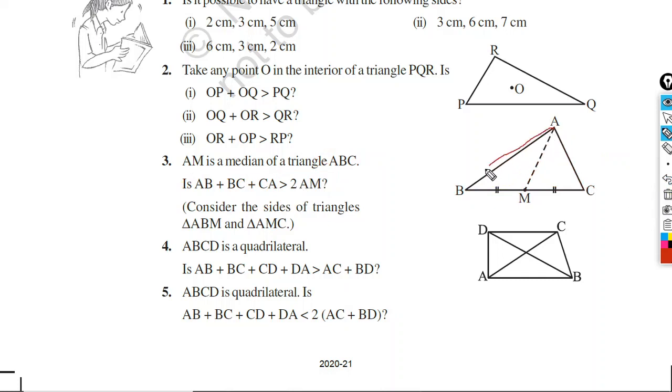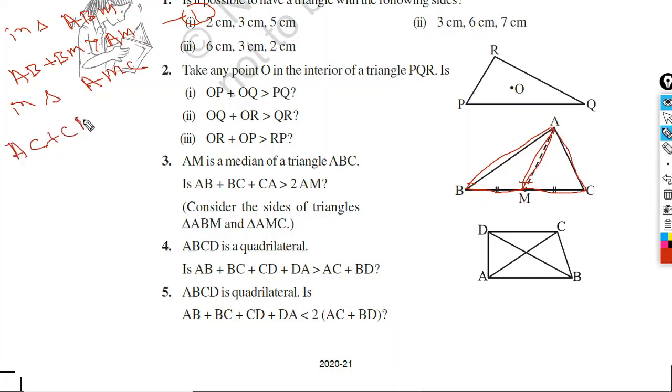First take this triangle. In triangle ABM, AB plus BM is greater than AM. Write it as statement 1. Similarly, in triangle AMC, AC plus CM is greater than AM. Write it as statement 2. Now add statements 1 and 2.